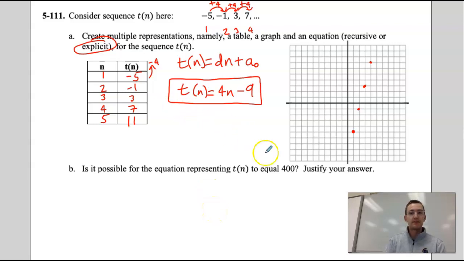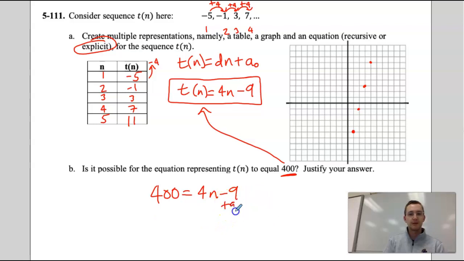So again, remember T of n is basically the same thing as f of x. So we're going to say with our equation here, we're going to put 400 in for T of n and then solve for our term number that would get us 400 as an outcome. So 400 is equal to 4 times n minus 9, and now we just got to solve for n.